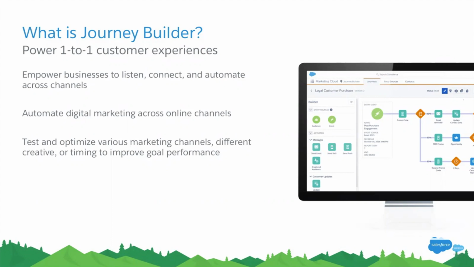It can also send messages that connect with the customers. And we can send messages across different online channels. And in the Journey Builder, you would also be able to test and optimize various channels, and also different versions of the emails, or different content, and also different timings. And you can also improve and optimize the journey depending on the goal and the performance.